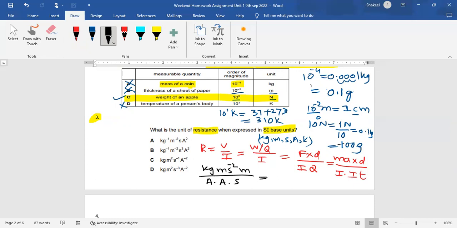So now simplify it. So kilogram, meter square, and this S and this S, this will be S minus 3. And these two A will be moving up, so A minus 2. So this is A plus 2. This is not true, not true. So out of these two, it's the last option that is correct.